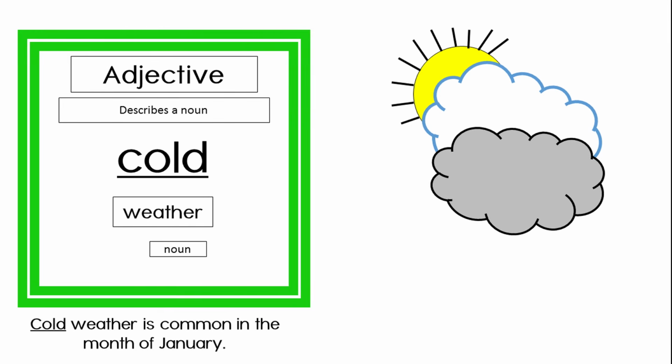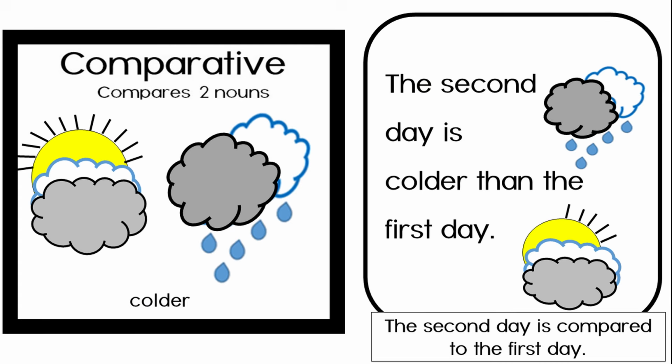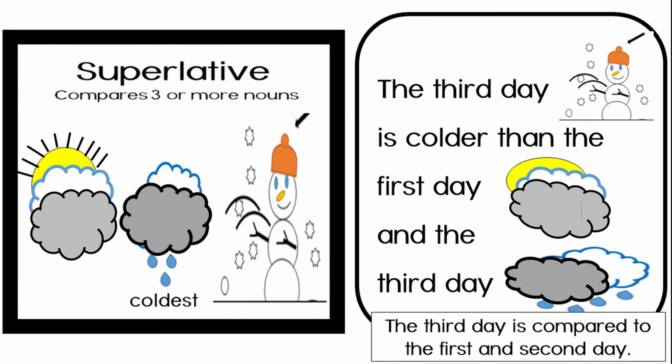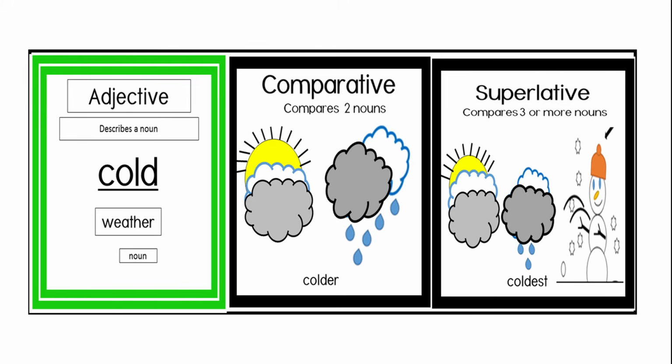Cold weather is common in the month of January. The second day is colder than the first day. The third day is the coldest. Cold, colder, and coldest.